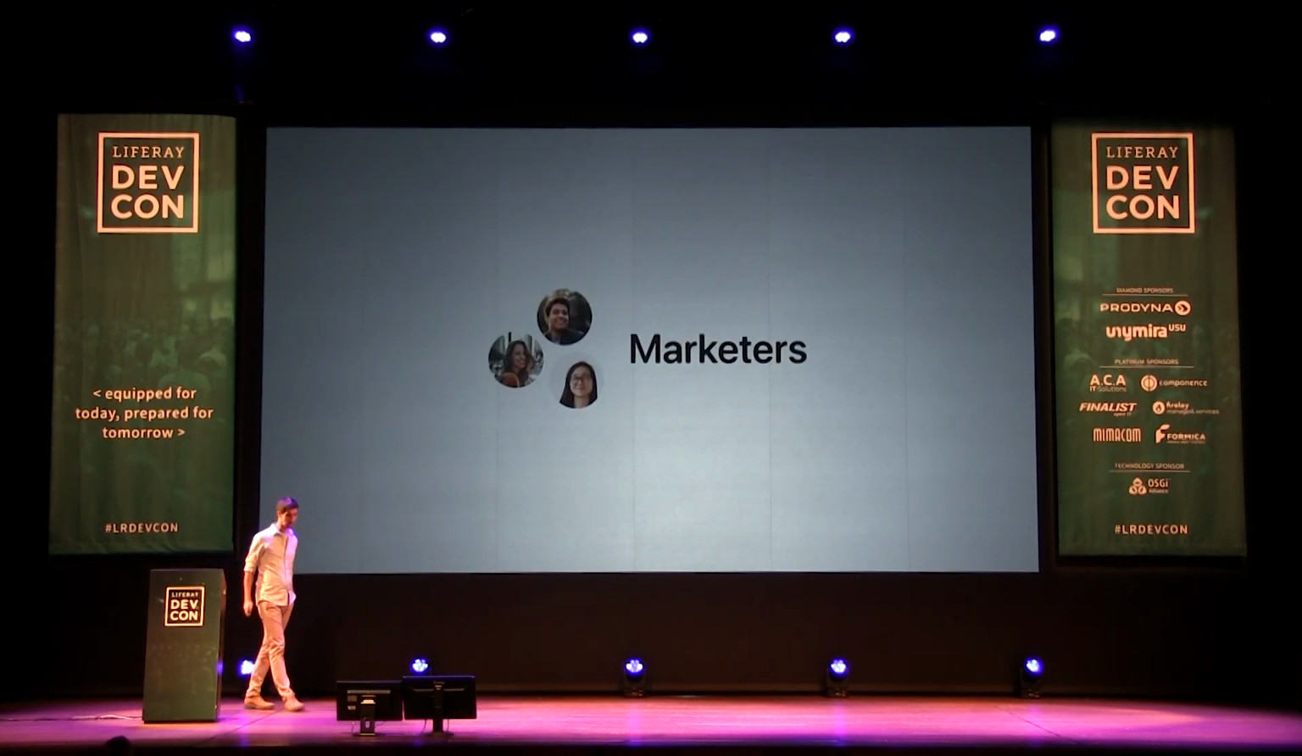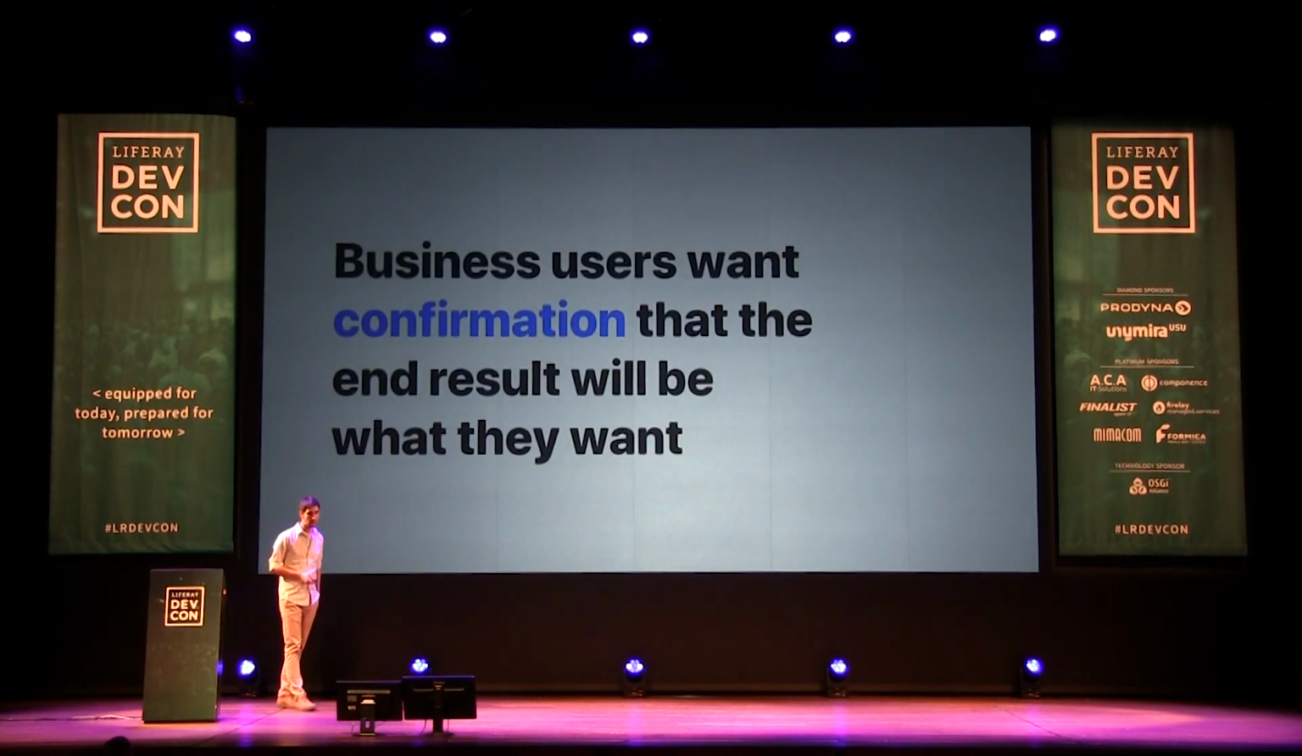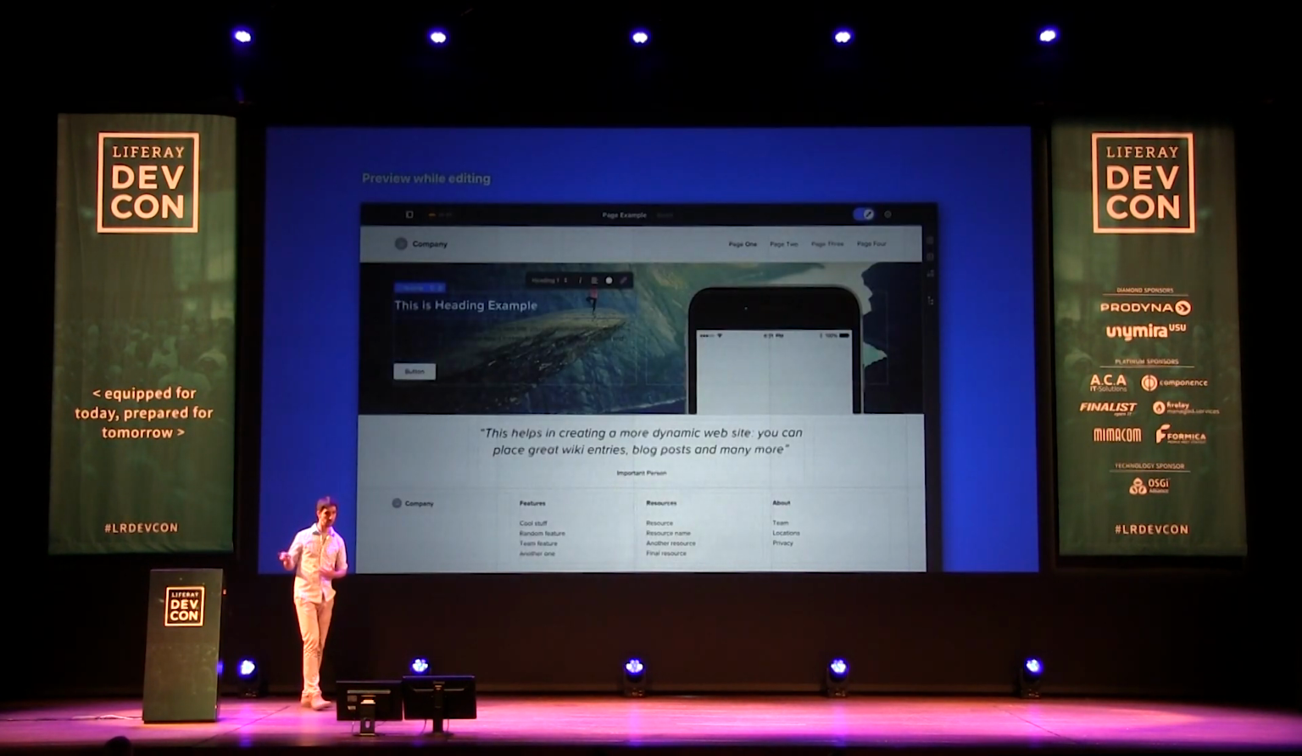Let's think about marketers. They are people that need confirmation that what they are doing is the right thing. And they need to have immediate confirmation on what they are doing. That's why we are developing products such as modern site building, where marketers have the possibility to right away change a text, change an image, and see how it's going to be displayed for the end user of the website.